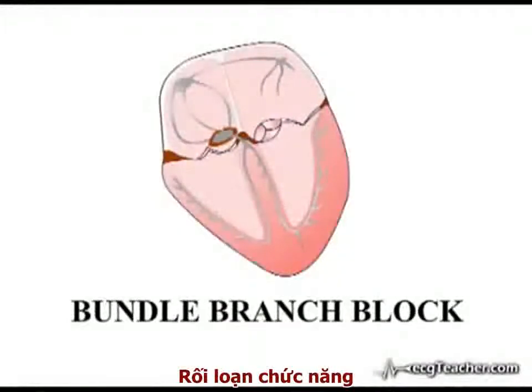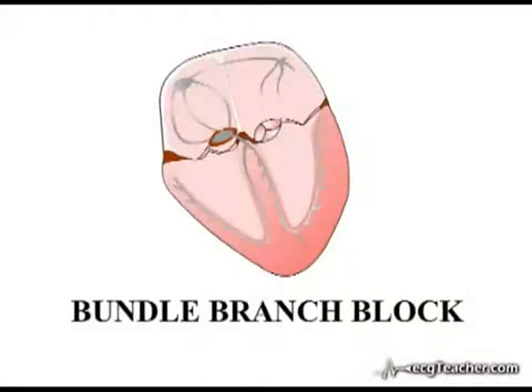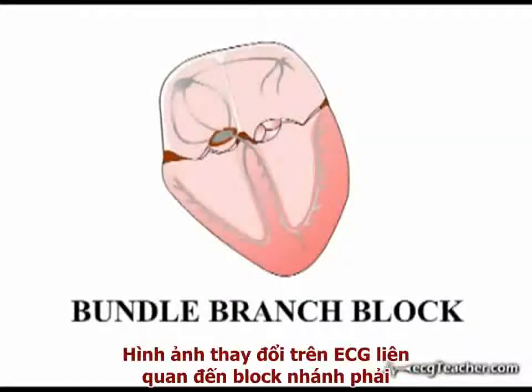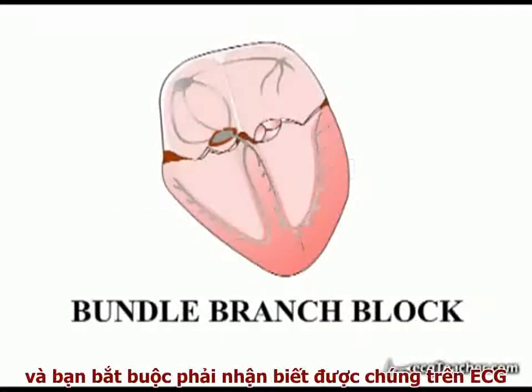Associated dysfunction or damage of either of the main branches of the bundle of His is commonly observed. The pattern of ECG changes associated with right or left bundle branch block are broadly predictable, and you must be able to recognize them on the ECG.